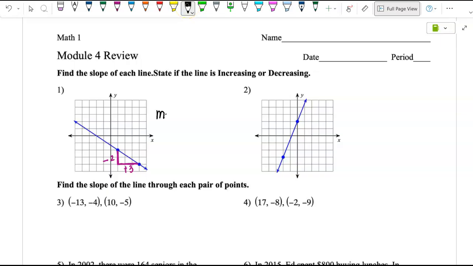So my slope here is -2/3. And we know if one of the numbers is negative, the entire slope is negative. So -2/3 would be my slope. And then they ask me, is this line increasing or decreasing? It's decreasing. It's going down. It has a negative slope, so it is decreasing. Increasing means we have a positive slope. Decreasing means we have a negative slope.